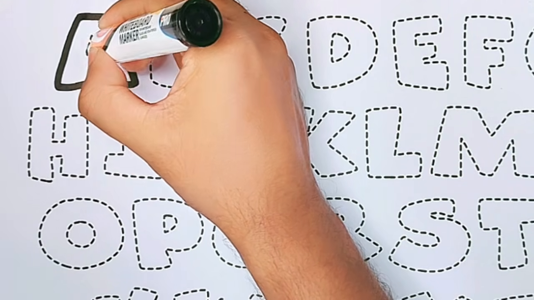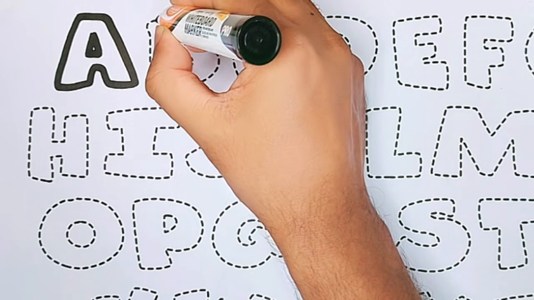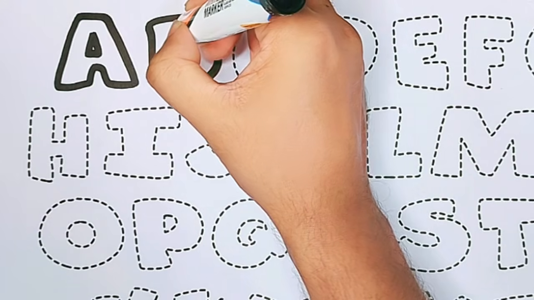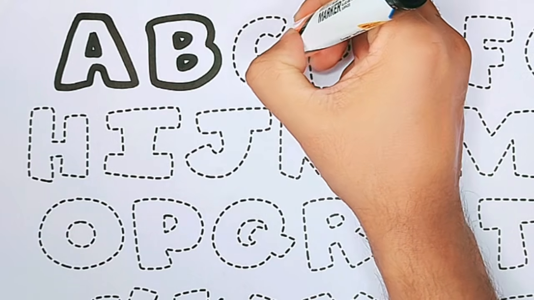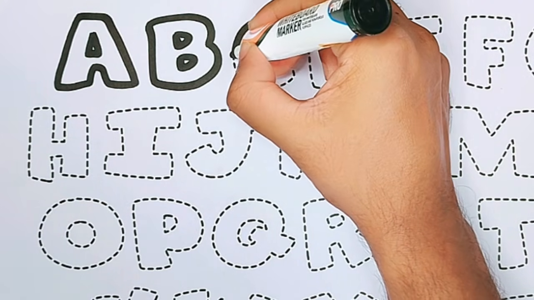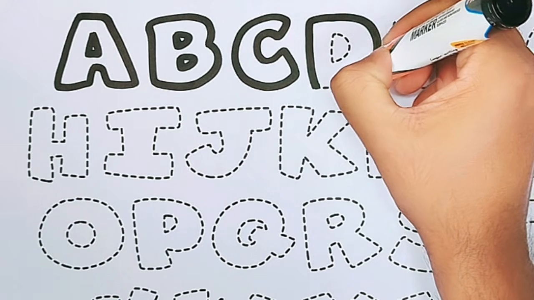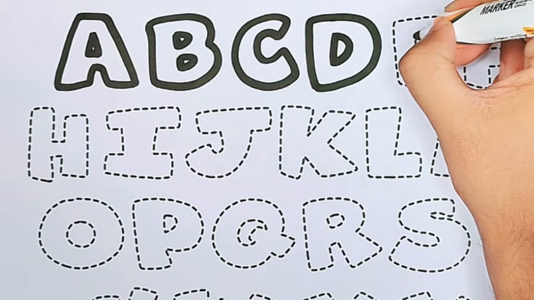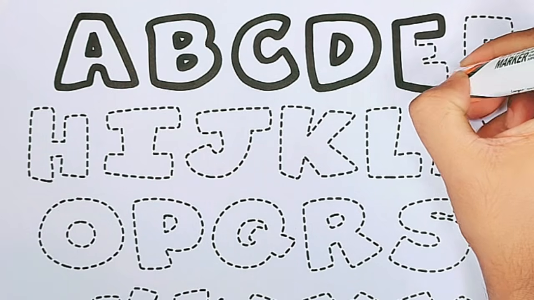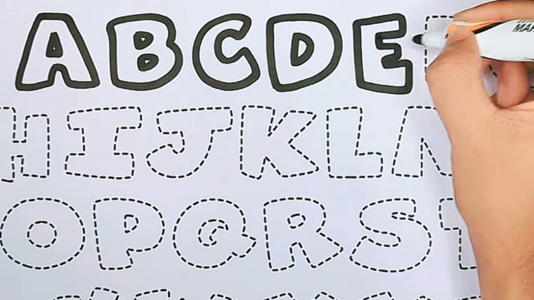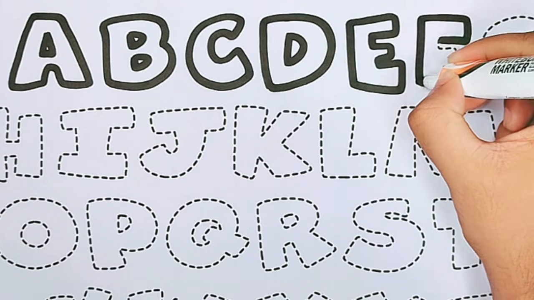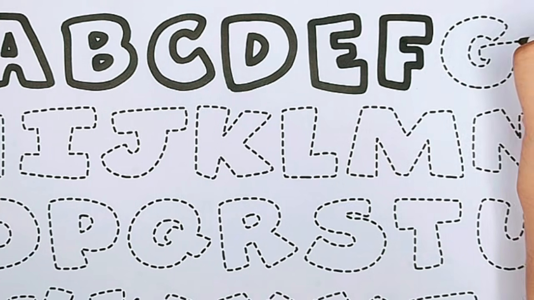A for ant. B for ball. C for carrot. D for dog. E for egg. F for fan.